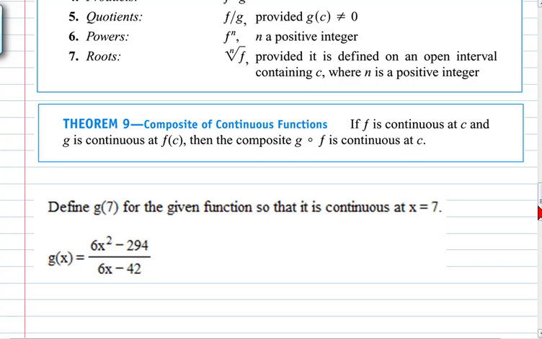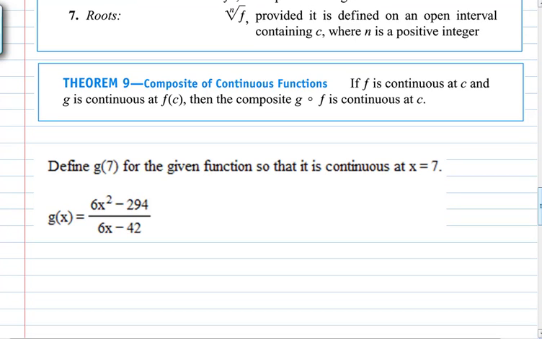All right, next problem then. We want to define g of 7 for the given function so that it's continuous at x equals 7. So the first thing we want to do here is look at reducing this fraction. Okay, so this is going to be equal to, I have a common factor of 6 I can pull out, don't I? What's 294 divided by 6? 49? Thanks. Over, and if I pull a 6 out of the denominator, I get x minus 7.